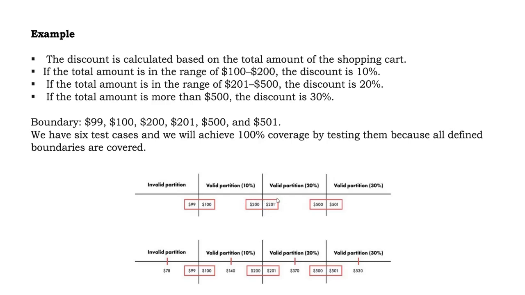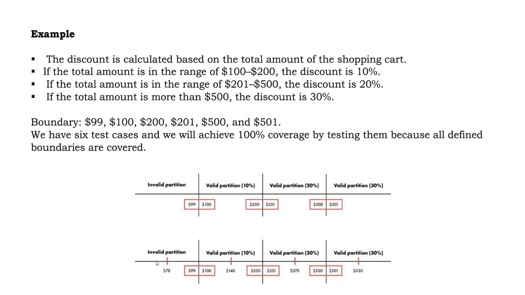If it is just above 200, like $201, then 20% should be applied. If it is within 500, then 20% should be applied. If it is above 501, then 30% should be applied. So this is how we can test the boundaries of the application as well. Three value boundary analysis, in the sense of combining both equivalence partitioning and boundary value analysis, we can perform the three value boundary analysis.